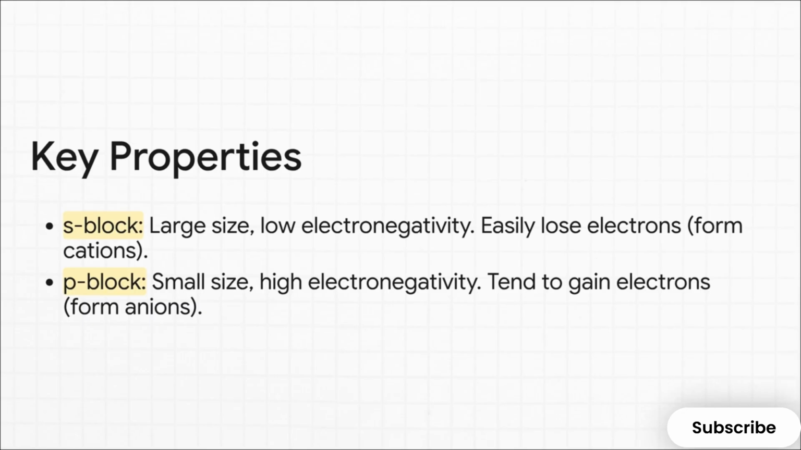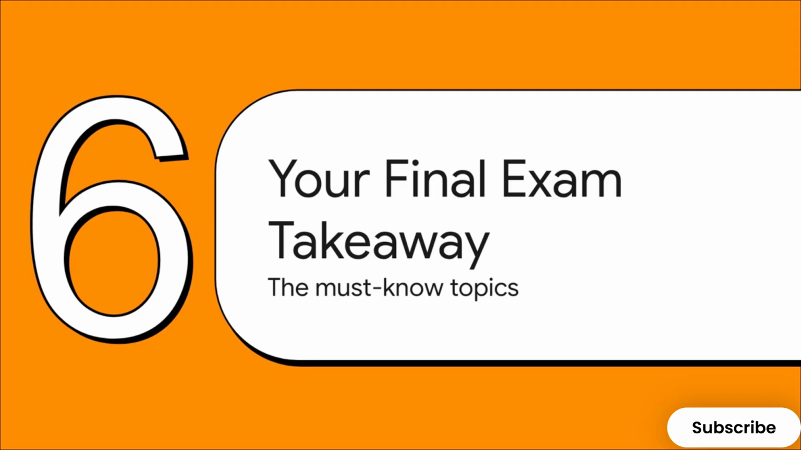So your answer here is all about connecting the dots. It's a story of two halves. For the S block elements over on the left, you just say, hey, they have a large atomic size, which means they have low electronegativity. And what does that mean? They lose their electrons super easily to form those positive cations. Now for the P block elements over on the right, you just flip the script. They have a smaller atomic size, which means higher electronegativity. And so they tend to gain electrons to form negative anions. See, it all connects.